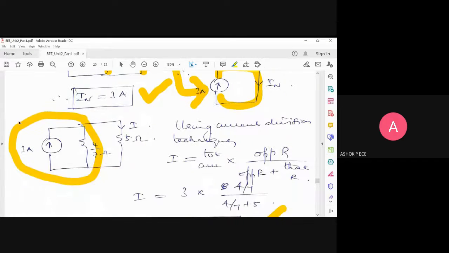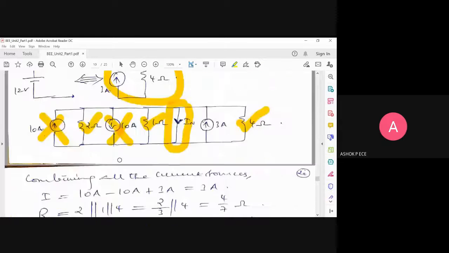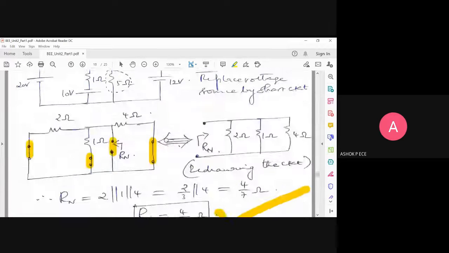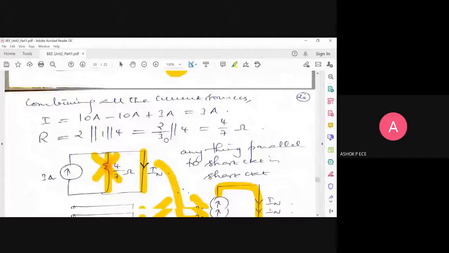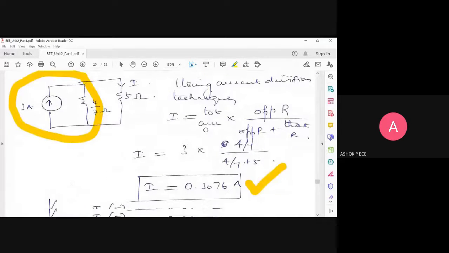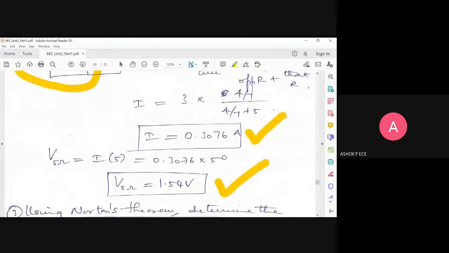So draw the Norton's equivalent circuit and add the load. And in question C, they have asked to find the voltage across 5 ohms. So I cannot find the voltage directly; I am finding the current first using the current division technique, and then I am finding the voltage. V is equal to IR. So the current is 0.3076 amperes into 5. It's going to be 1.54 volts.